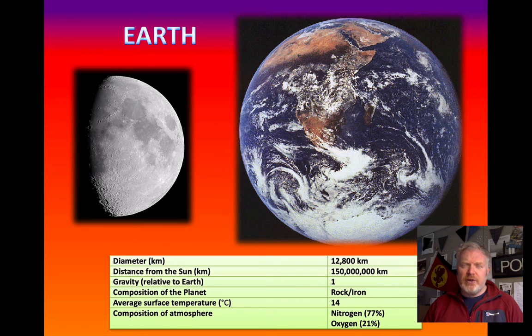Handily, these are temperatures that we can live at, temperatures at which, crucially, water can exist in all three states of matter. Composition of our atmosphere then is predominantly nitrogen with a little bit of oxygen. 21% oxygen, 77% nitrogen, plus a few other bits and pieces.